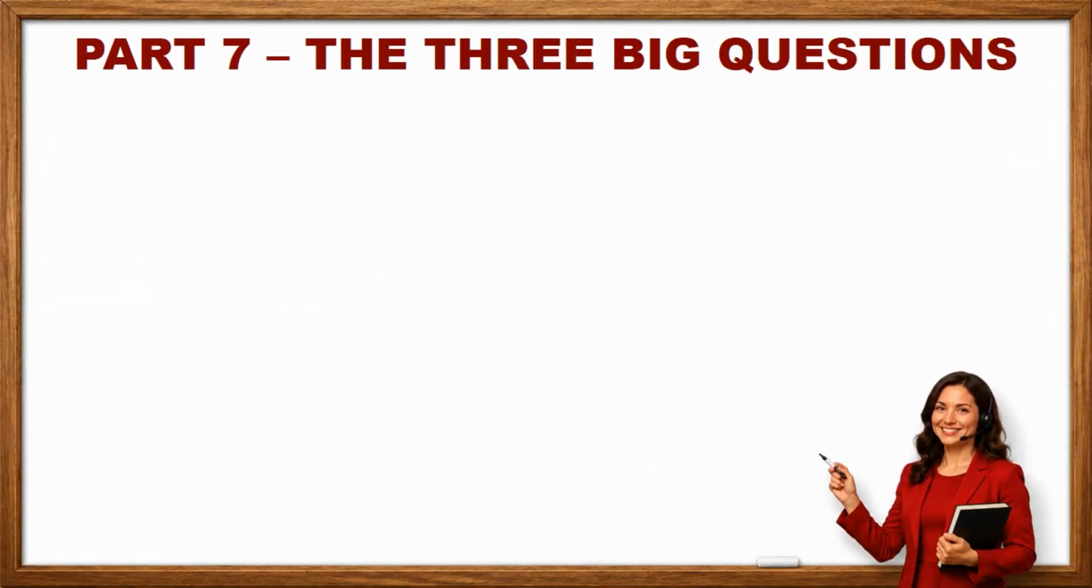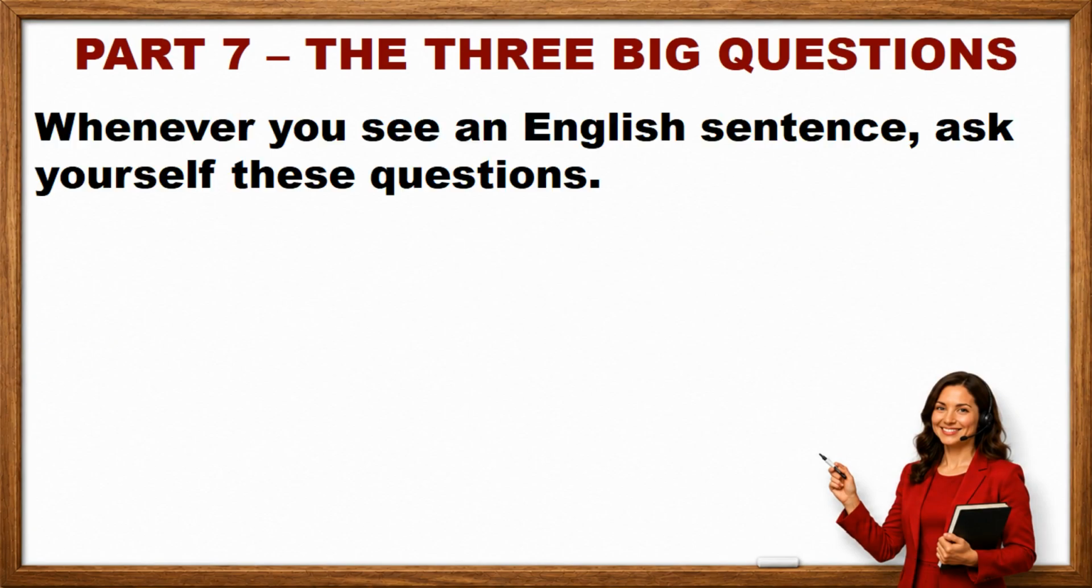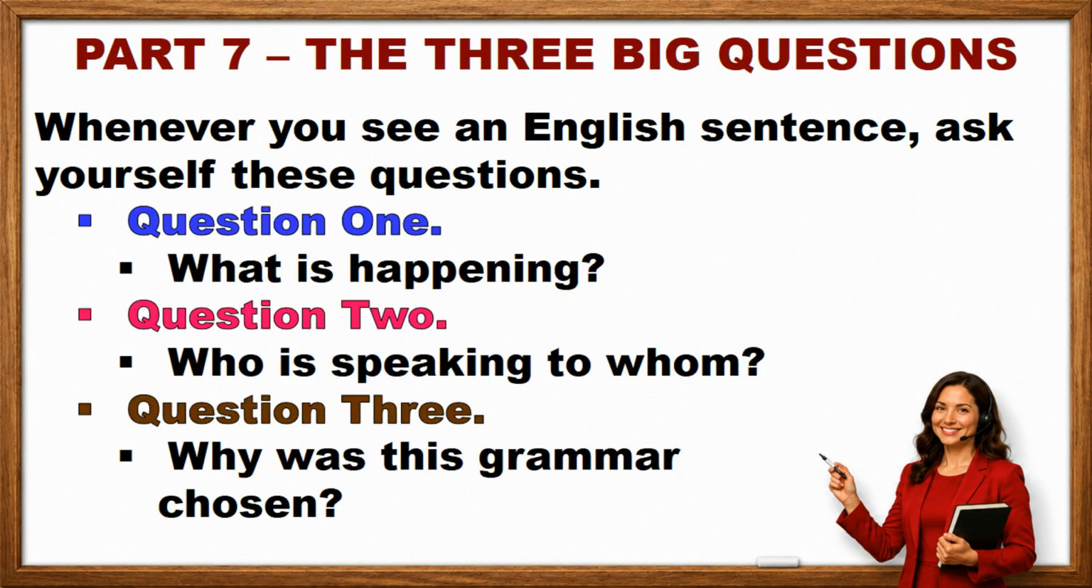Part 7. The 3 big questions. Whenever you see an English sentence, ask yourself these questions. Question 1. What is happening? Question 2. Who is speaking to whom? Question 3. Why was this grammar chosen? Those 3 questions will guide almost everything you'll learn in this course.